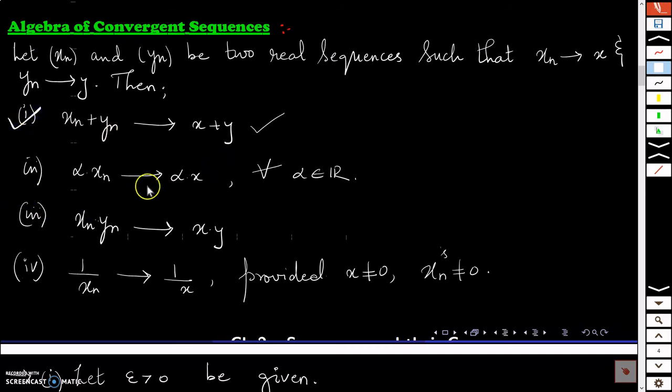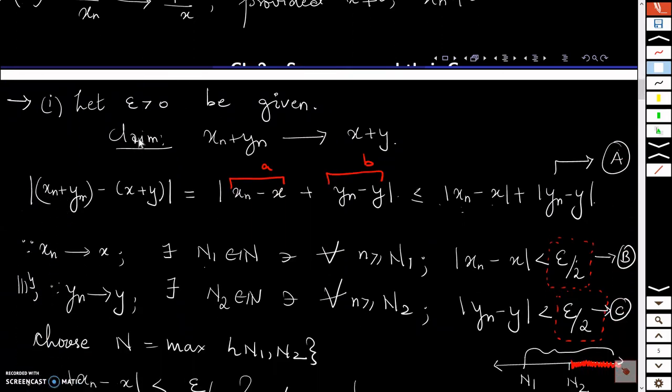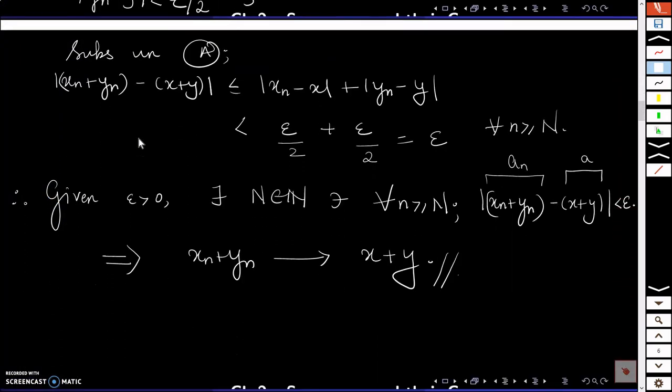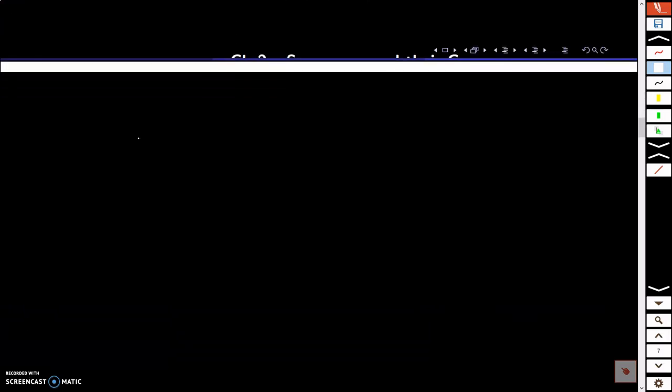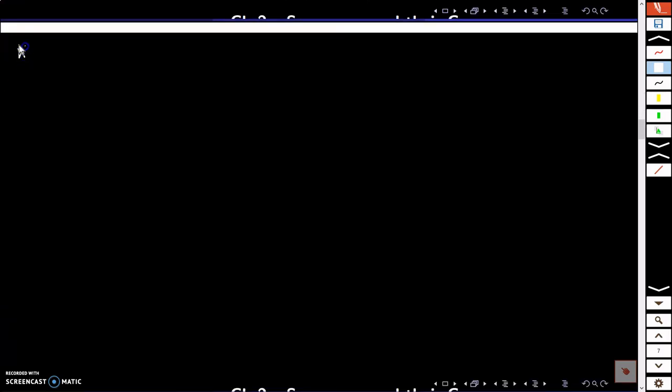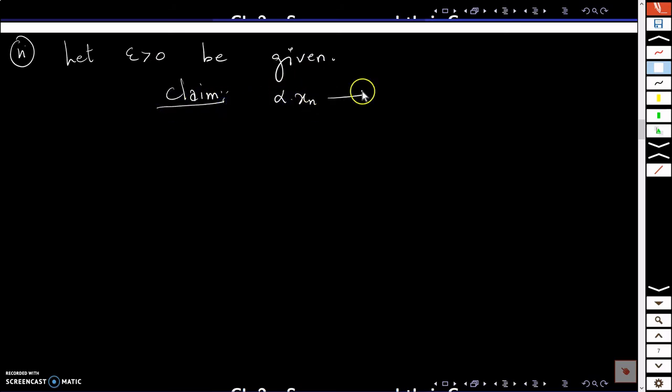So we have to establish the second one now, that is regarding the scalar multiple alpha xn. So let's start with that. In the second one, I'll start with an epsilon positive first. And our claim is, the sequence alpha xn converges to the point alpha x. Xn converges to x, that is already given to us. And this is what I have to establish, right?